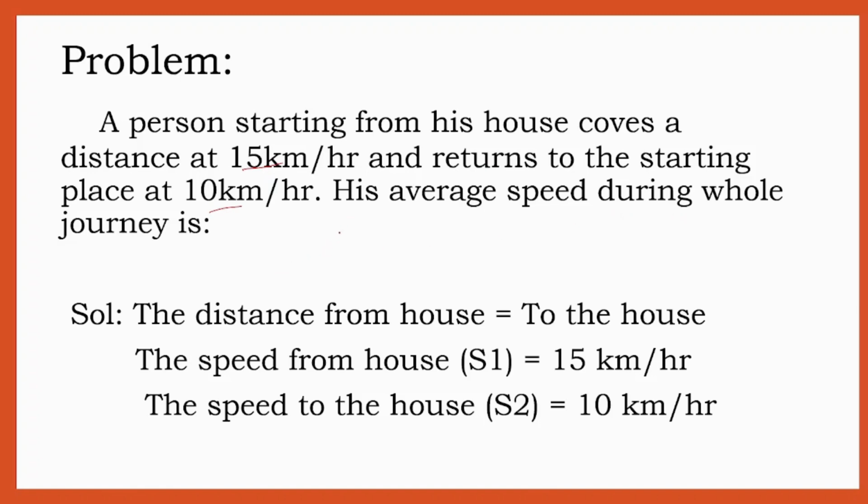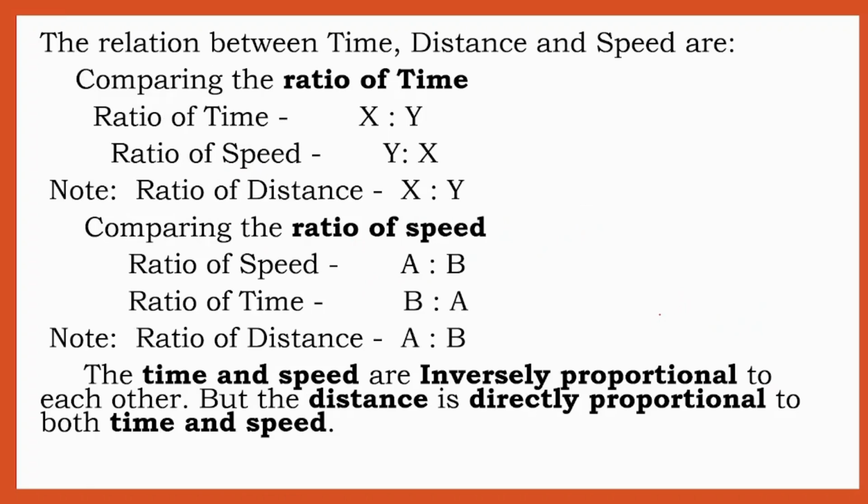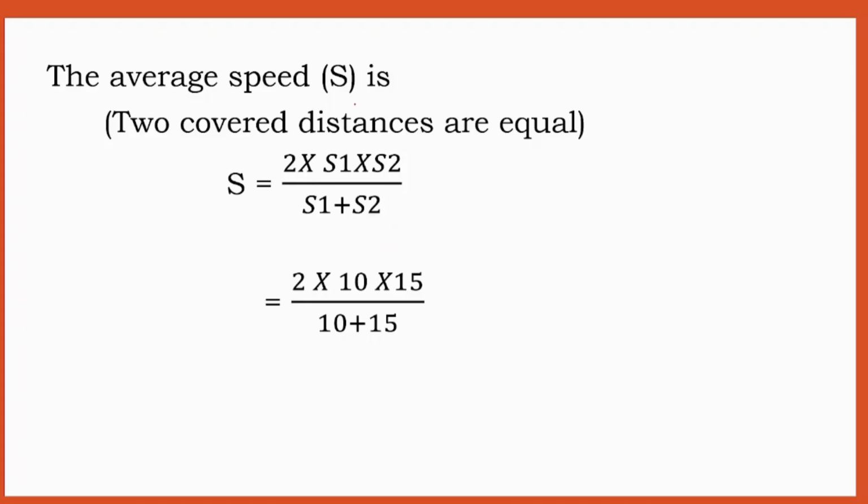So the total journey is taken from his house to a particular destination. So for going and returning, the distance is the same. In this case, we use a shortcut formula. Let the distance from house to destination be d. Then the starting speed is 15 kilometers per hour and the returning speed is 10 kilometers per hour. Now the average speed for the total journey is s equal to 2 s1 s2 by s1 plus s2.